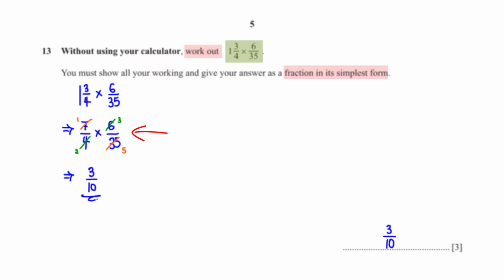2 goes into 4 twice and goes into 6 3 times. 7 goes into 7 once and goes into 35 5 times. So for the numerator, we now have 1 times 3 giving us 3, and for the denominator, we have 2 times 5 giving us 10. So our final answer is 3 over 10.